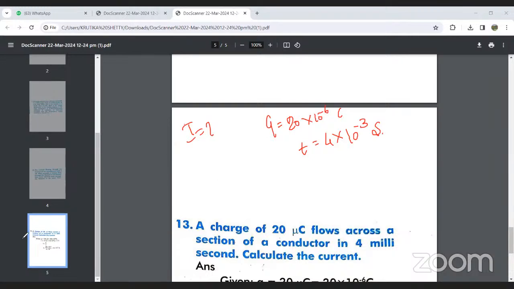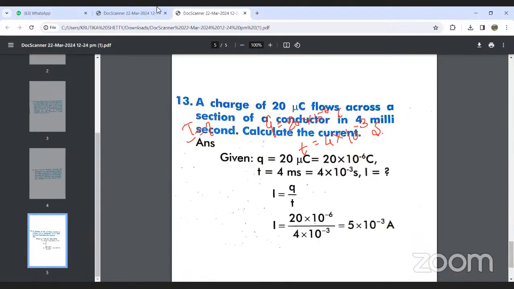Yes, correct. 5 milliampere is the correct answer, 5 into 10 raised to minus 3. So if you want, you can see the solution here. Okay, so we will continue with the next questions.